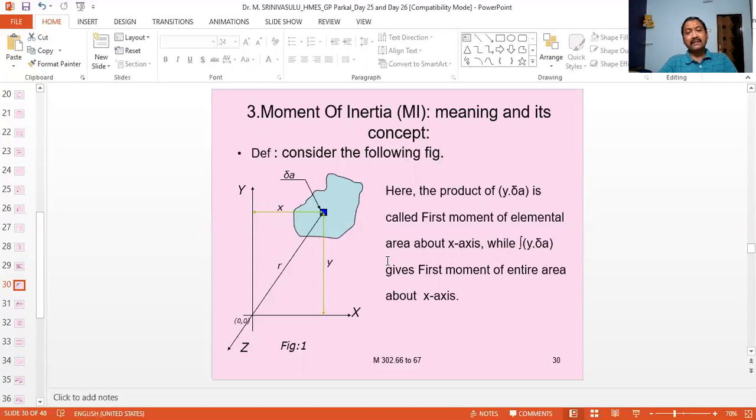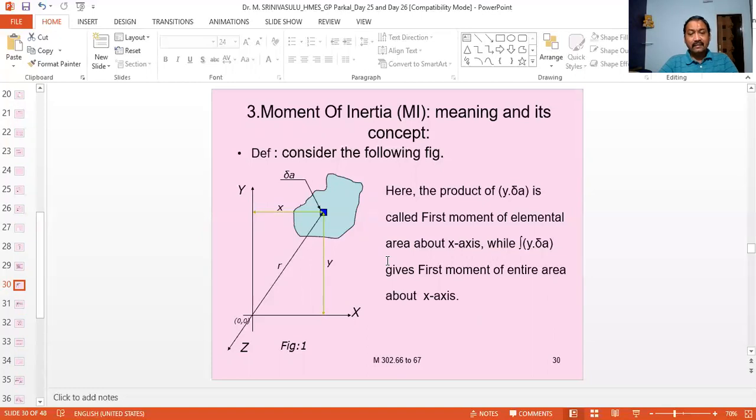Now the product of y into dA is called the first moment of an element. So y into dA is called the first moment of the elemental area about the x-axis, because y is the distance between that area and the x-axis. So y into dA is called the first moment of elemental area dA about the x-axis.